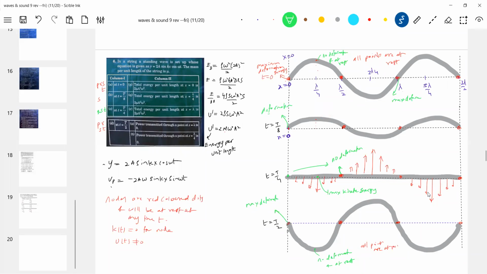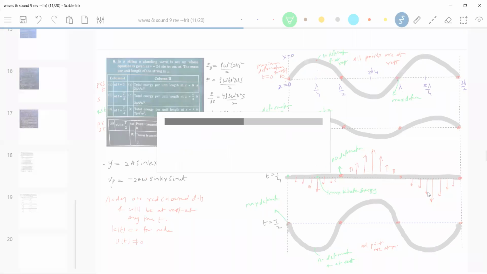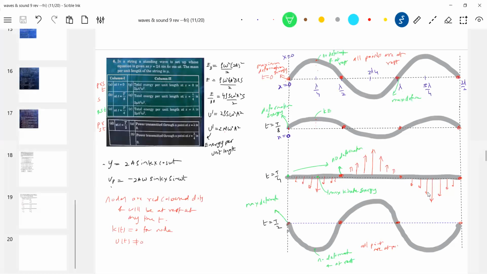Energy will oscillate between node and antinode. Deformation energy. Here kinetic energy. What happened? Energy will oscillate between node and antinode. How you can say? Antinode should get energy from somewhere. No? Okay, one more thing.